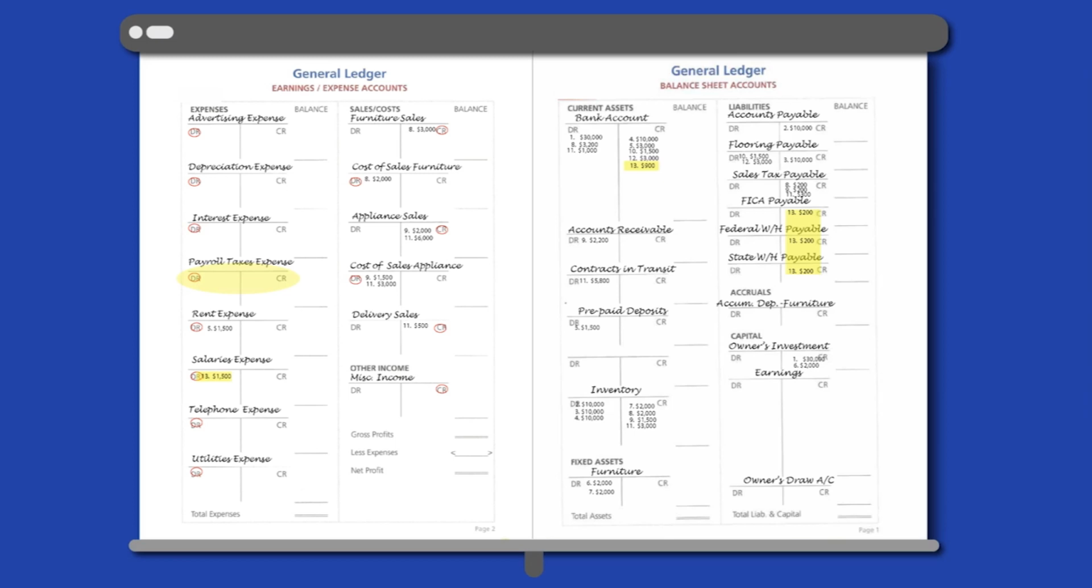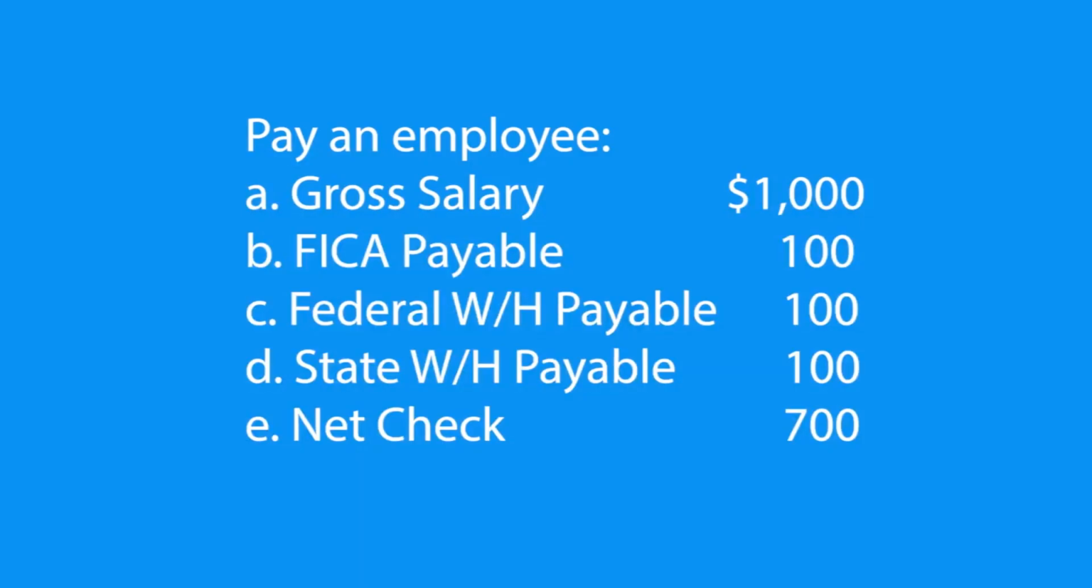Okay. We got another employee. And he heard that the first employee got paid, so he says, I want to get paid. I'm going to tell them to keep a secret, and they just can't do it. Okay. The gross salary of the second employee is $1,000. We're going to withhold $100 in FICA, $100 in federal, and $100 in state, leaving a net check of $700.